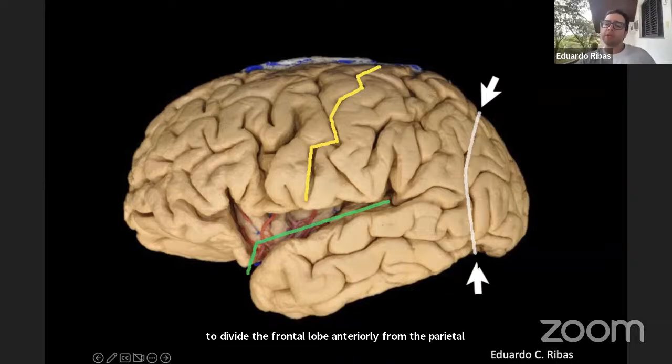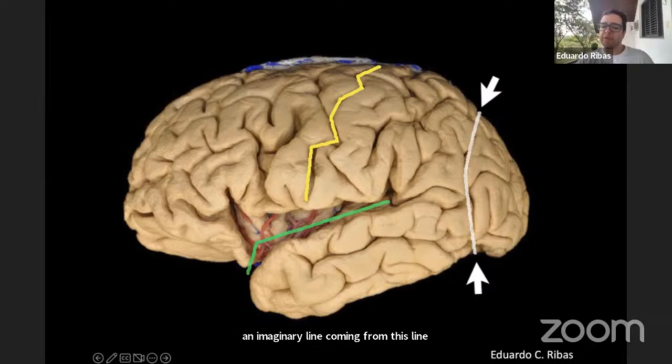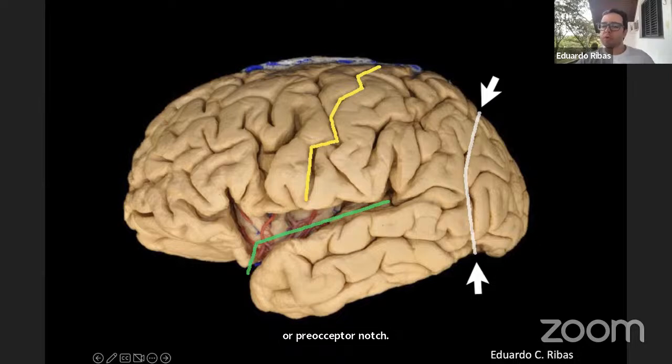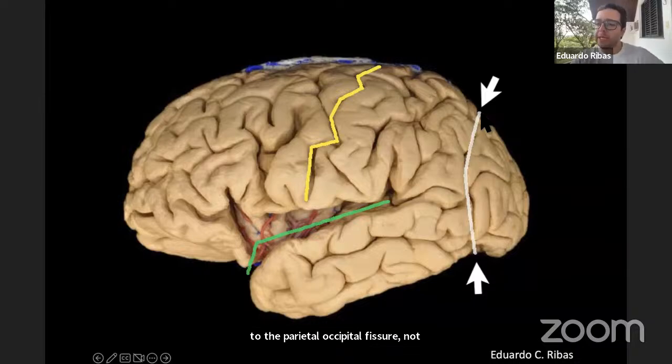And now we're going to trace an imaginary line coming from this bulging aspect of the inferior margin of the brain. It is called the preoccipital incisure or preoccipital notch. It's a nice name because it's just in front of the occipital lobe. We'll draw this line beginning at the higher aspect of this notch to the parietal occipital fissure, not really seen at the lateral aspect of the brain, but easily seen on the medial aspect of the brain. We're going to show it later.